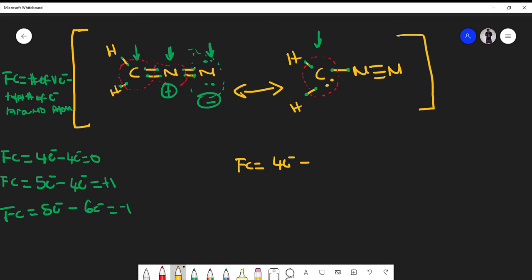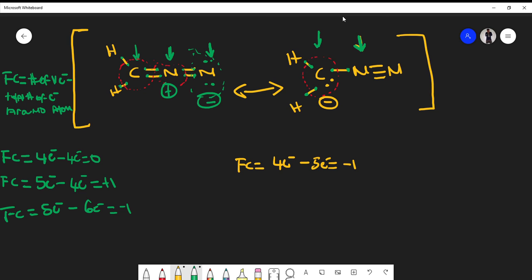Now, how many electrons do we have in the circle? 1, 2, 3, 4, 5. So this is 4 minus 5, and we get a negative 1. Right? So we say that this carbon is actually negatively charged. How about this nitrogen? What would you say the formal charge is?